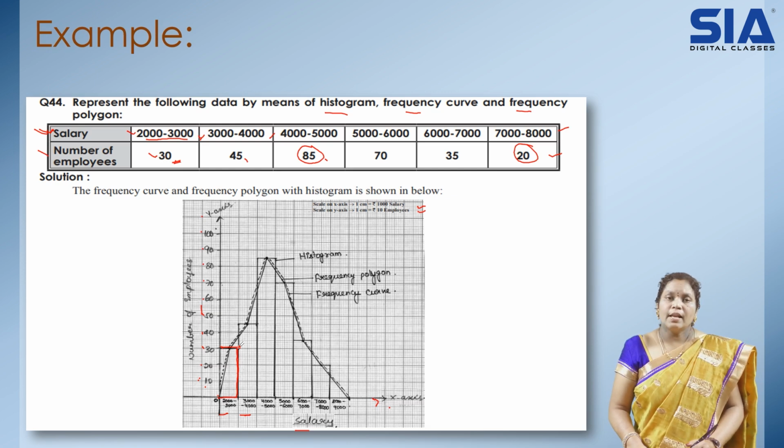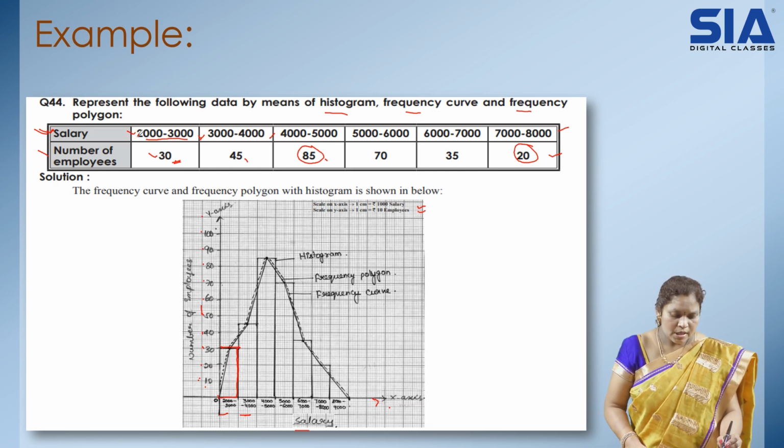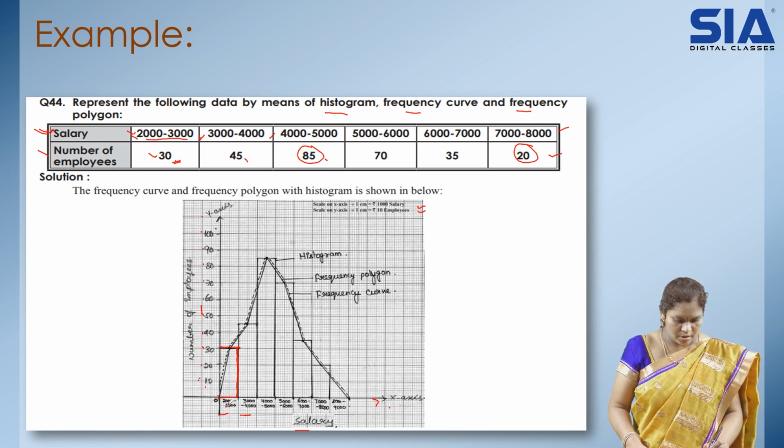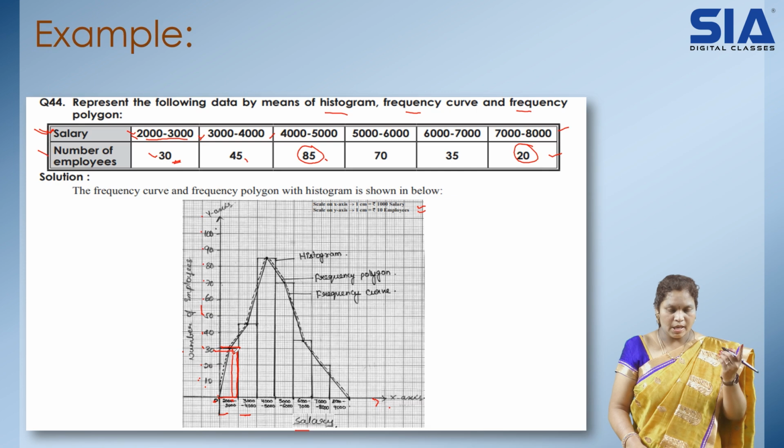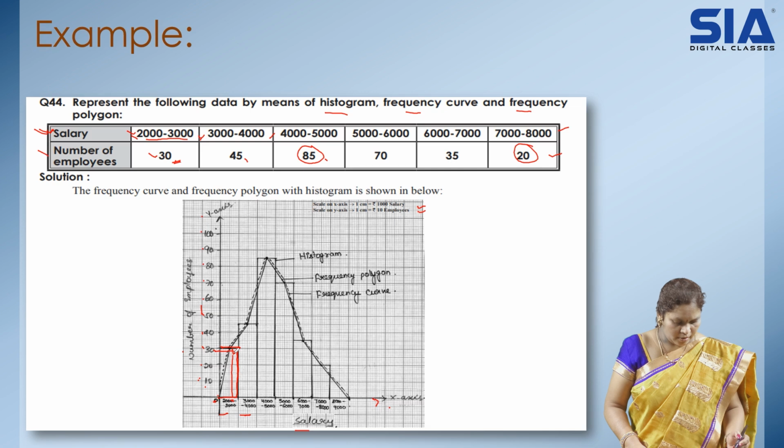So understood? Let me rewind again and show how to do it. 2000 to 3000 we have to draw. So 2000 to 3000 is considered for the first bar, right? Here, in the second point, go for the 30 range on the y-axis. That is the y-axis, here we have 30. So keep a dot here. Now draw a straight line and attach that 30 value from the y-axis line to that 30. So attach the entire line. So you got a rectangle here.